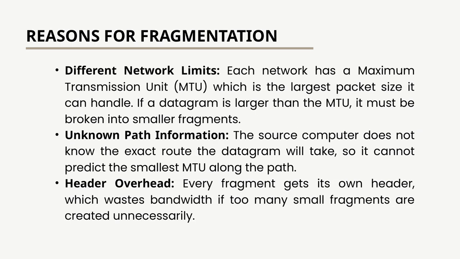Let's talk about some of the main reasons why fragmentation happens in networks. First, different networks have what's called a maximum transmission unit, or MTU, which is basically the largest packet size they can handle. If a datagram is larger than this limit, it has to be broken into smaller pieces, or fragments, to pass through. Another key point is that the source computer doesn't know the exact route the datagram will take through the network. Because of this, it can't predict the smallest MTU along the path, which often leads to fragmentation when the datagram encounters a smaller MTU somewhere along the way.